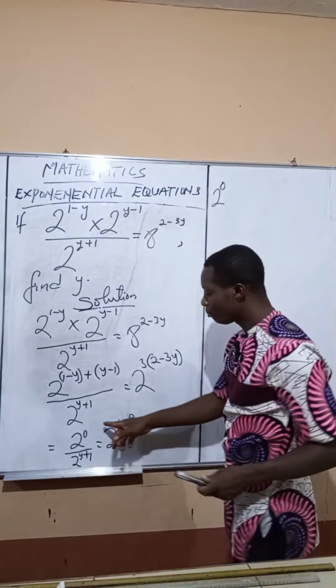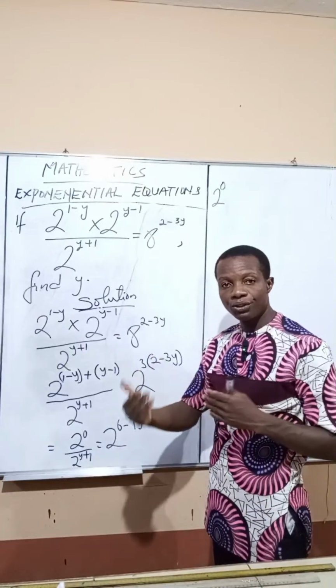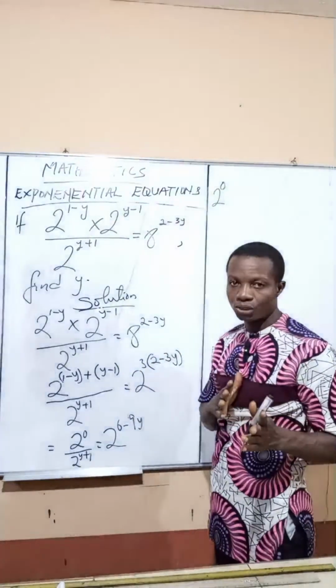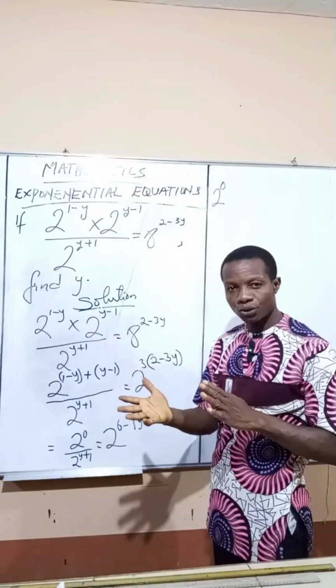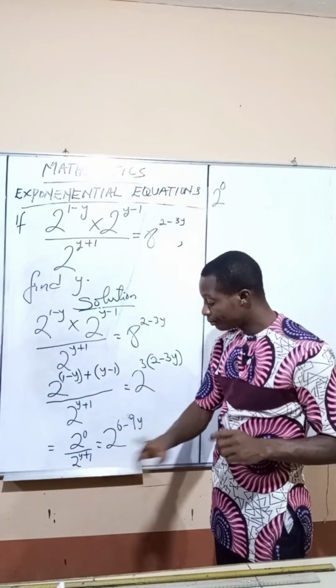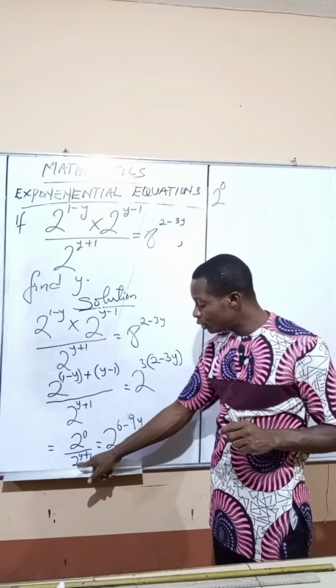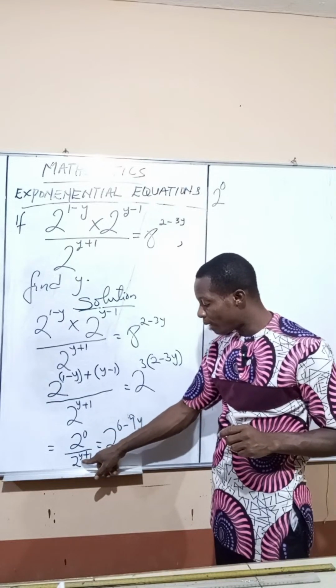Remember, we are going to apply the law of subtraction because division leads to subtraction. I hope it is clear, right? So division leads to what? Subtraction. That's what we want to do here. So we have 2 raised by 0 divided by 2 raised by y plus 1. So that will be 0 minus y plus 1.